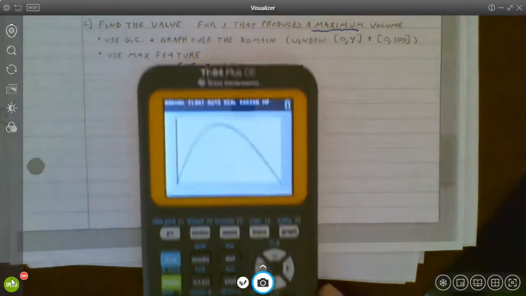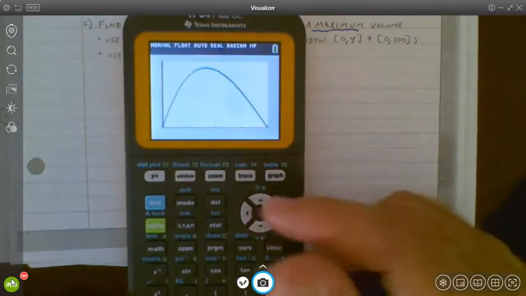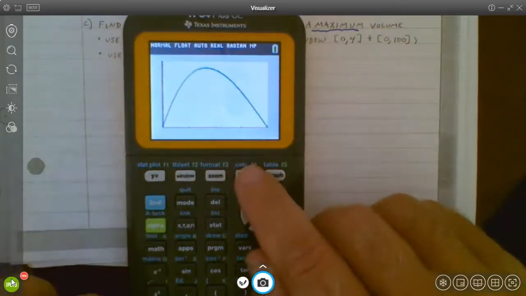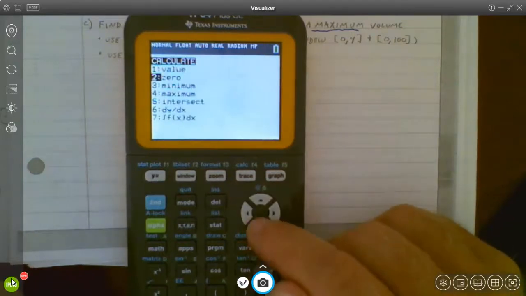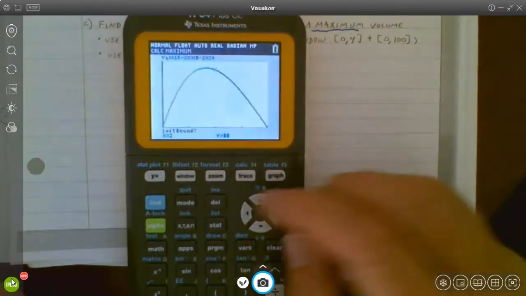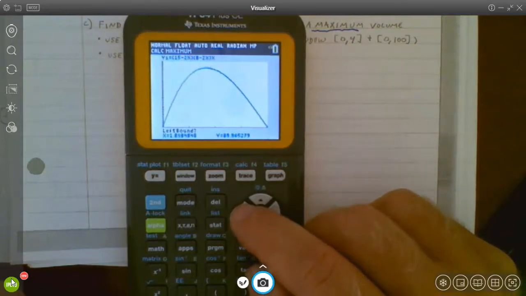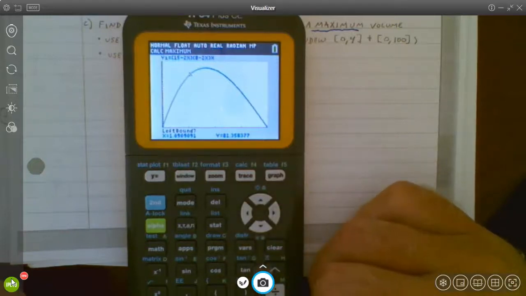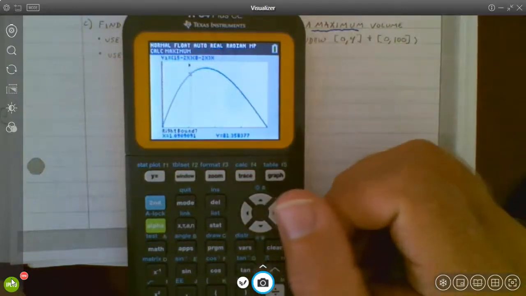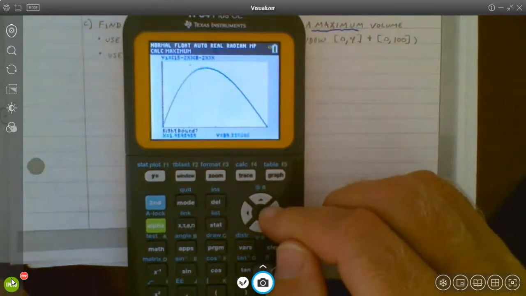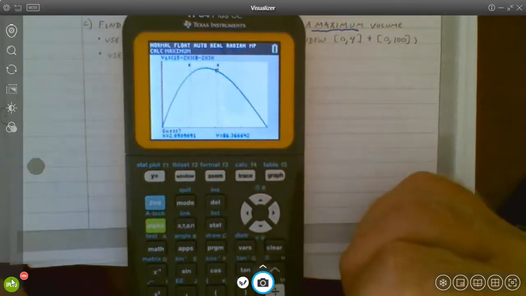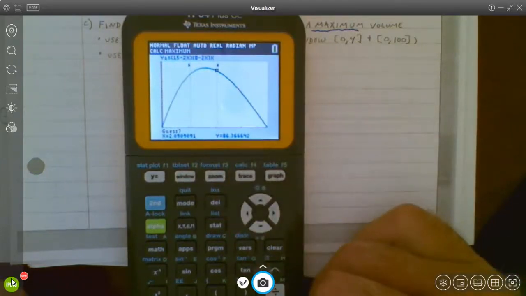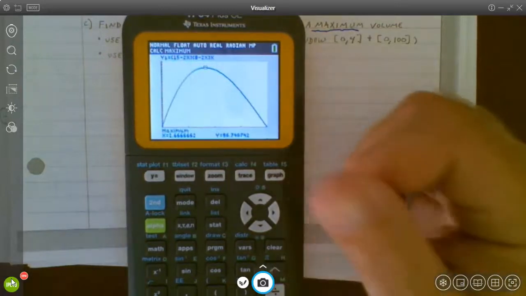So we can use our max feature to calculate that value. Right here under calc, I'm going to hit second and then calc, and we want the maximum. It's going to ask you a couple of questions. I have to make sure I am first to the left of my highest point and hit enter, and there's my left boundary. I have to be to the right of my maximum and hit enter, and there's my right boundary. Now when it says guess, I just hit enter one more time. It's going to tell me what the highest point is.